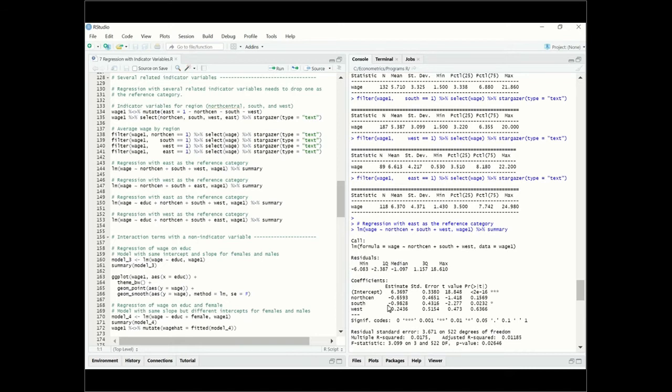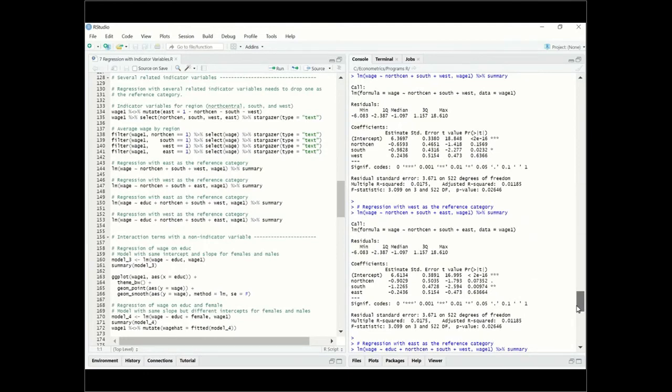Now, if we look at the South, South has almost a dollar less wages than the East. And that's exactly what we see here. So you see that South has almost a dollar less in wages, average wages, than the East, and so forth. So this is what these coefficients here mean. They directly correspond to the average wages that we see above.